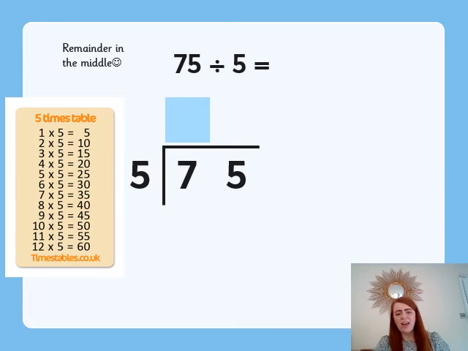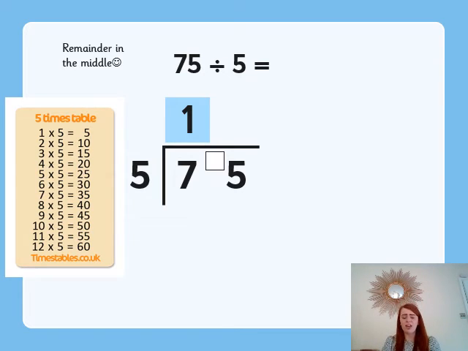Now, we can also get questions where the remainder is in the middle of the sum, and let me show you how we would do that. So this time we're looking at how many 5s are there in 7. Okay, if I had 7 cookies and I split them between 5 people, how many would each person get? And the answer is 1. But what is my remainder?